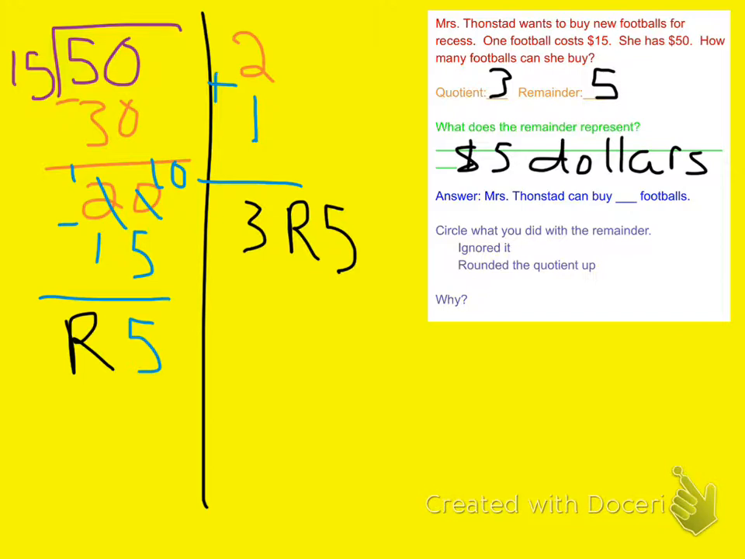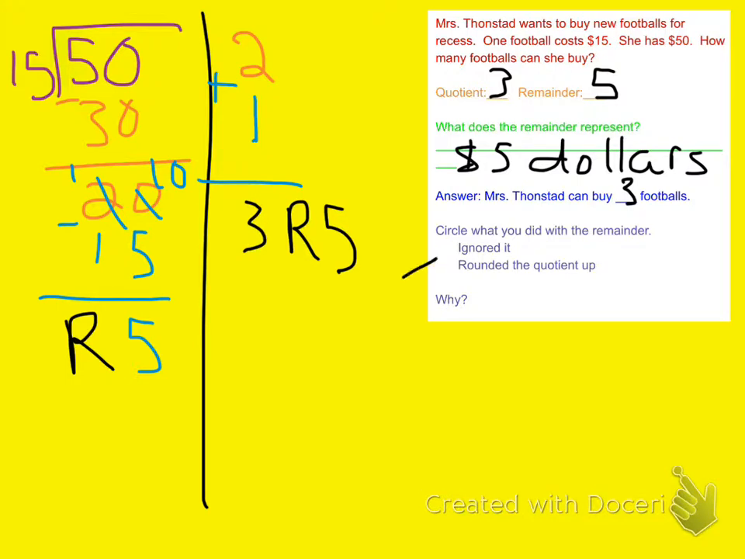Okay, the next question down here in the blue, we're actually looking for the answer. It says, Mrs. Thonstad can buy how many footballs? Well, if she has $5 left over, is that enough money to buy another football? No, a football costs $15. So she can actually only buy 3 on this one. So then on the answer line, you're going to write our answer, which is, in this case, 3.